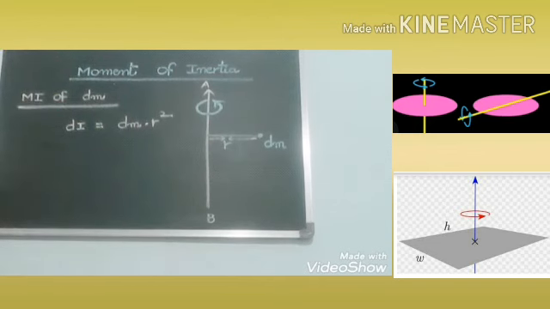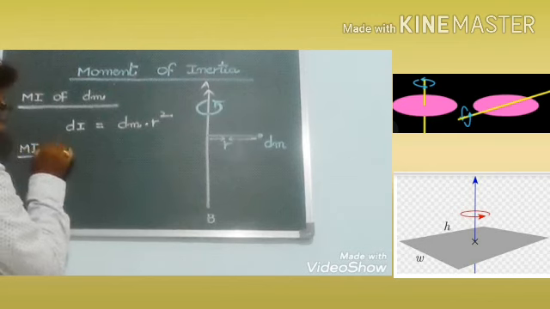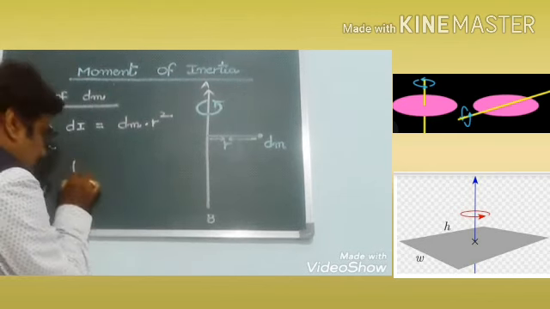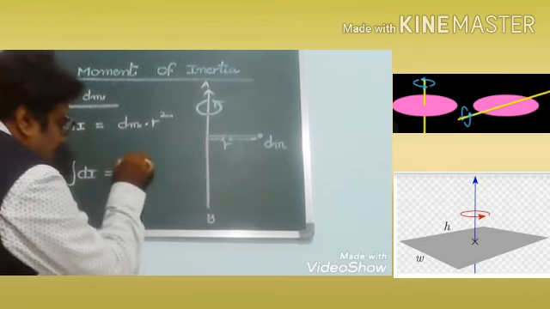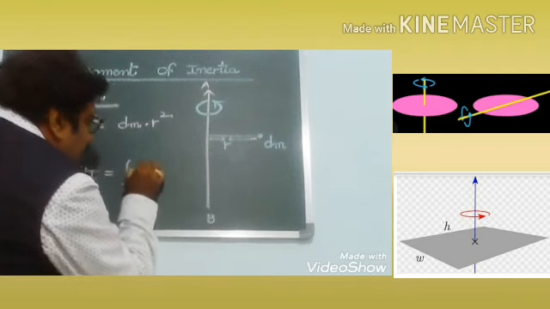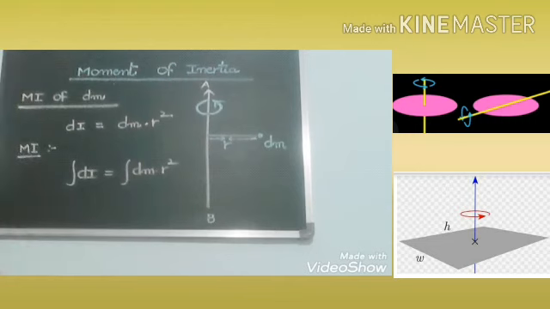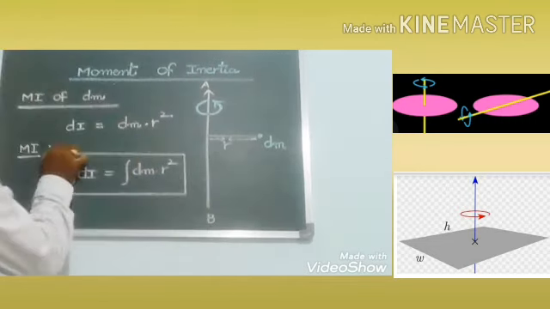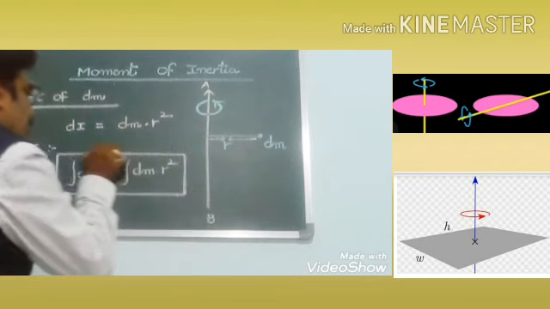Now I am going to calculate the moment of inertia for the total rigid body. So I am going to integrate dI, which equals the integration of dm into r square. It is a beautiful equation for moment of inertia with respect to a particular axis.